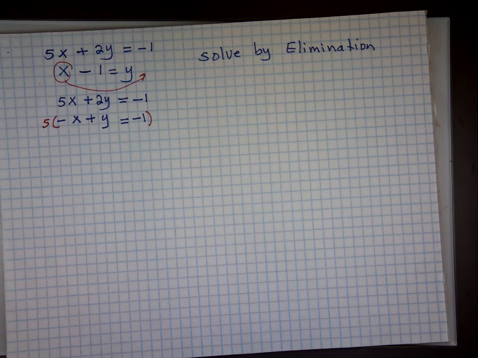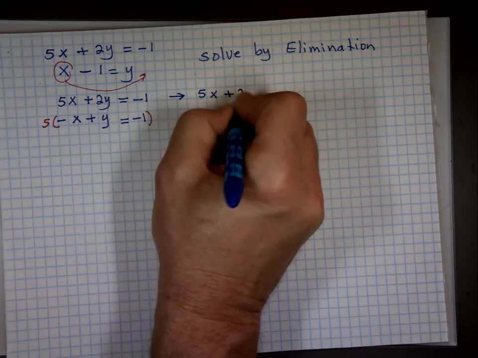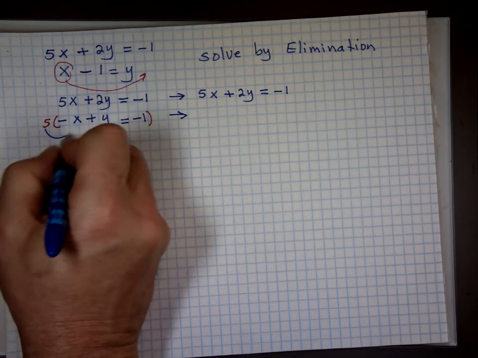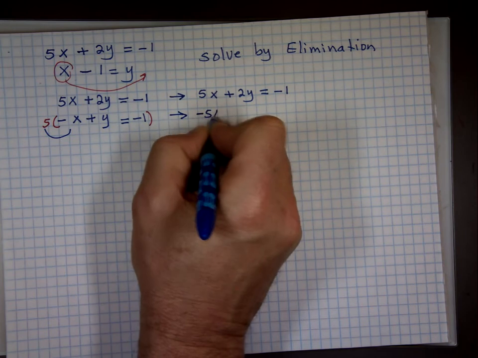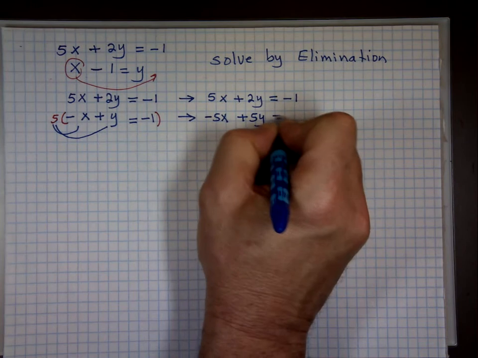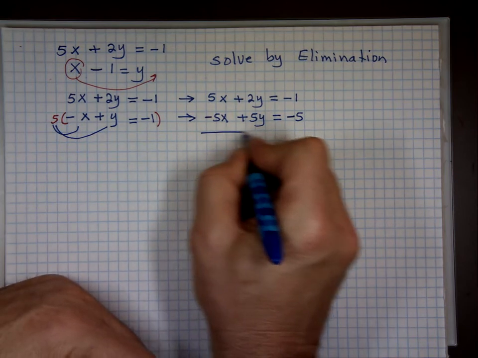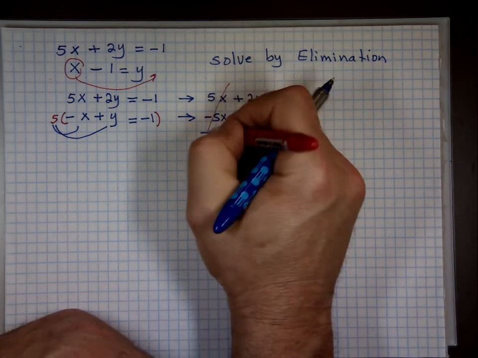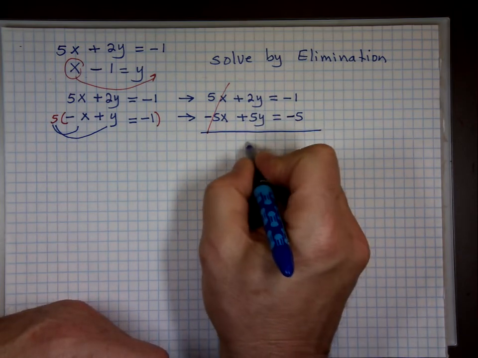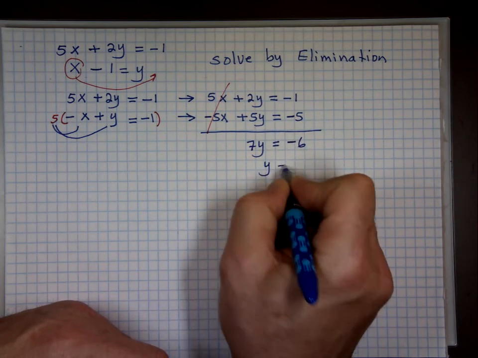So the top equation, no change. The bottom equation, what's 5 times a negative x? Negative 5x. What's 5 times y? 5y. What's 5 times a minus 1? Negative 5. Gone. 2 and 5? 7y. 7y equals what? Negative 6, which means y equals negative 6 over 7.